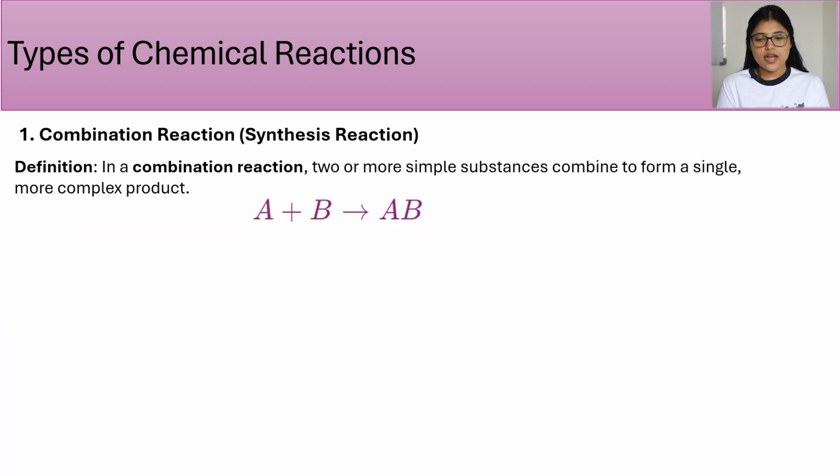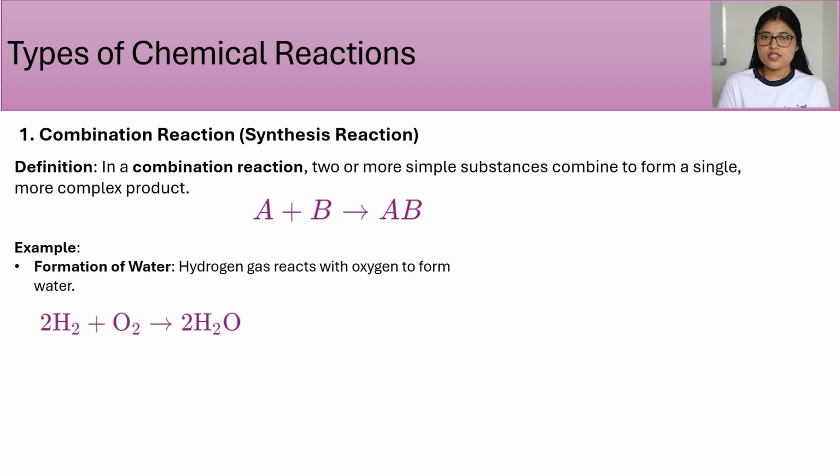Let us take a look at the first type of reaction, which is a combination reaction. This is also called a synthesis reaction. This reaction occurs when two or more simple substances combine to form a simple or a complex product. Here we can see how this equation looks like. A plus B together will form AB. That means they're combining. That's why we call this a combination reaction.